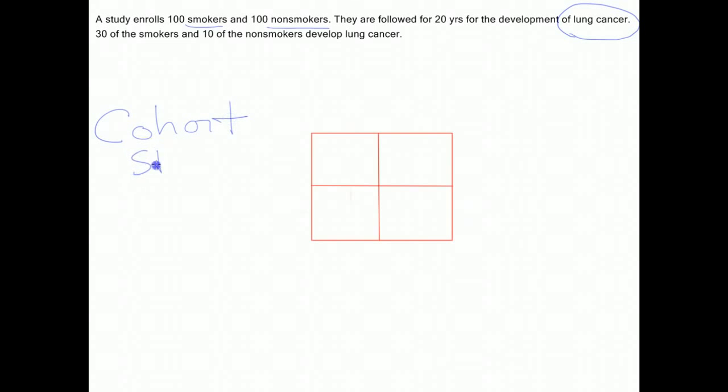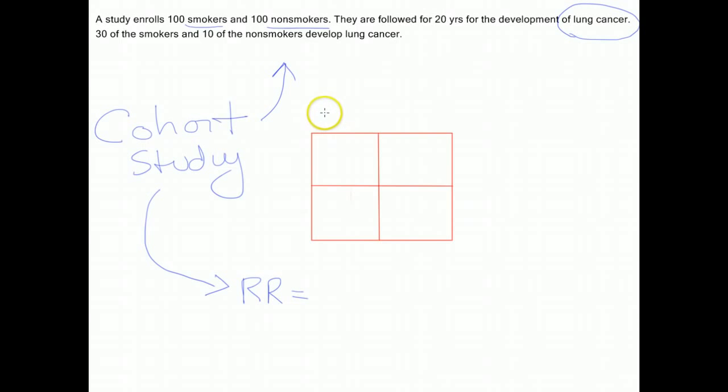And the reason I know this is a cohort study is because cohort studies start with exposure and then go forward in time and look for how many of the people in the exposed and unexposed groups develop disease. And one of the things I know from a cohort study, the measure of effect or measure of that association that I'm going to calculate is called a relative risk. But first, let's populate this 2x2 table.